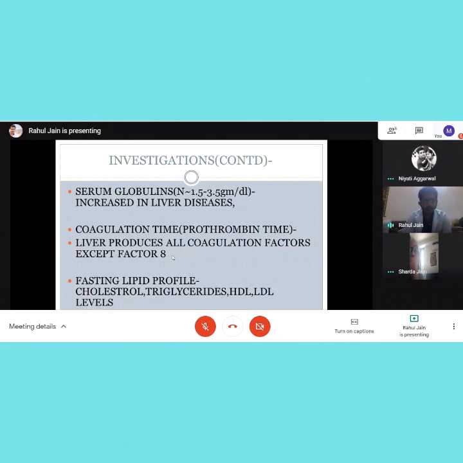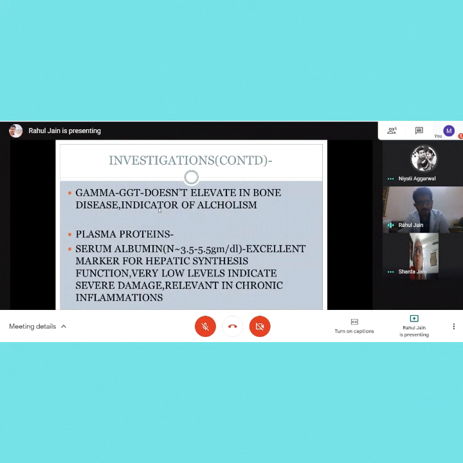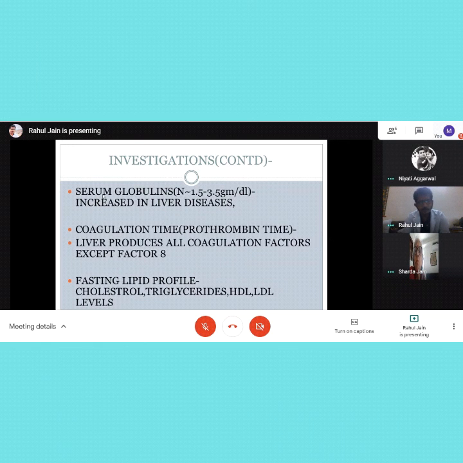Then serum globulins have a normal level of 1.5 to 3.5 gram per deciliter, and they increase in liver disease. They are just a compensatory increase due to the fall in serum albumin. Whenever serum albumin falls, the body will try to normalize the total protein levels by increasing the serum globulins, and serum globulins do not get produced in the liver. They get formed by plasma cells. That's why there is an increase in liver diseases.